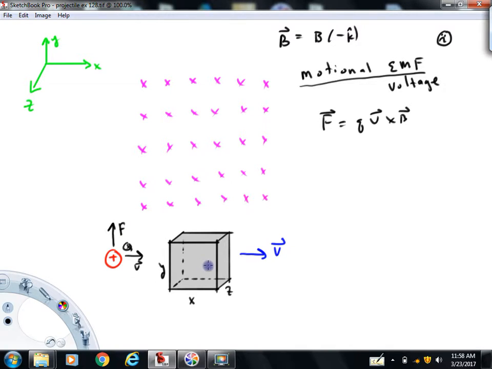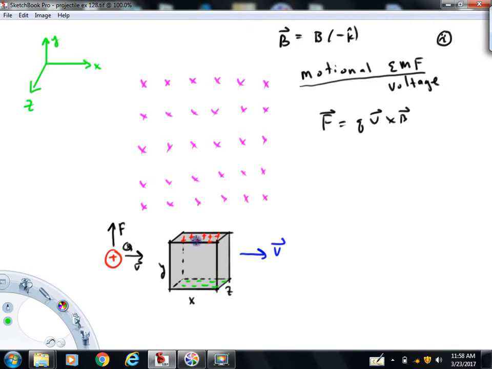Now, essentially every positive charge carrier in this block will feel this force up. Any negative charge carrier will feel a force in the opposite direction, down. And again, those electrons, the outer shell electrons, are free to move. So what's going to happen is we're going to end up with a positive charge configuration on the top of this block and a negative charge configuration on the bottom.